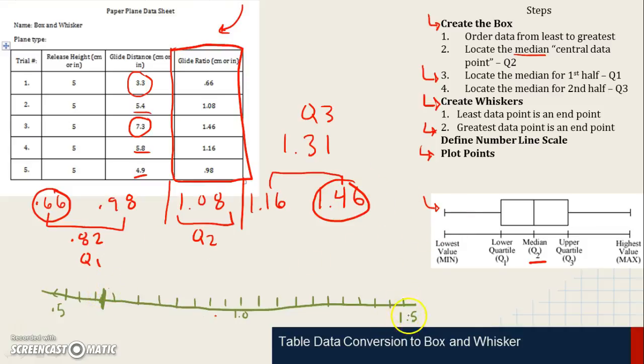I'm going to plot my other endpoint. It's going to be very close to 1.5. So we know that this is 1.45, so 1.46 would probably be somewhere right here. So we're going to make the whisker right here. So we have our two whiskers.